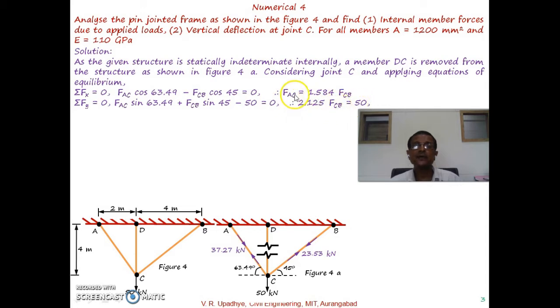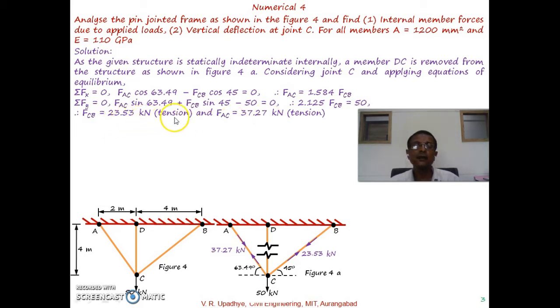So what we are doing is FAC is 1.584 FCB. This relation we know. So this FAC is substituted as 1.584 FCB over here. FAC as 1.584 and sin 63.49, that gives the calculation in terms of FCB, and this term plus this sin 45 FCB, this summation total together gives 2.125 FCB is equal to 50. So with this you can calculate what is FCB.